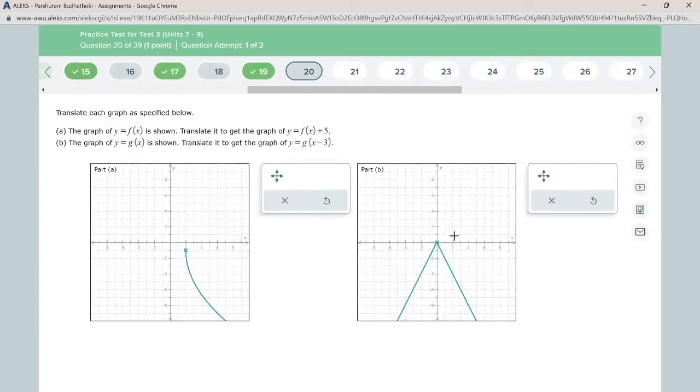Now this is a transformation. The graph of y equal f of x is given here. Translate it to get the graph of y equal f of x plus 5. If you are adding, that means you are vertically shifting 5 units up. So translation, 5 units up. So from here, which is starting at -1, 5 units up means it goes up to +4. Make sense? Here in this case it's x minus 3, so it's a horizontal translation to the right. Because there is a minus, you go 3 units to the right. 1, 2, 3. And then you are going to get that translation.